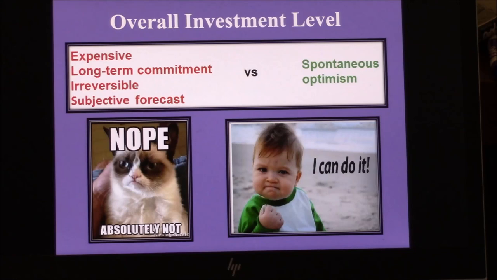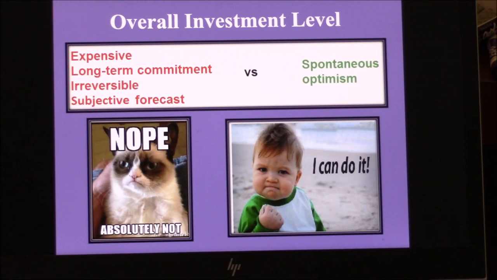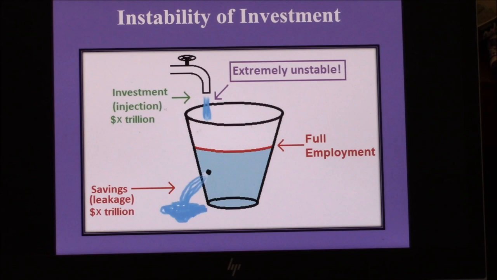So, the overall investment level is this constant battle between the fact that investment is expensive, a long-term commitment, practically irreversible, and we have this uncertainty with this very subjective forecast we make, versus, screw it, I can do it. And that's why it is so unstable. That's why you have that investment spigot there, turning up high, turning up low, on and on over time. And remember, the spigot at the top is driving the leak down the bottom.